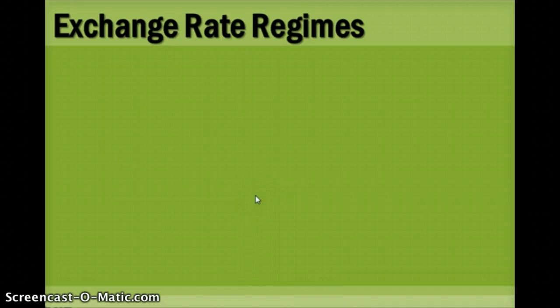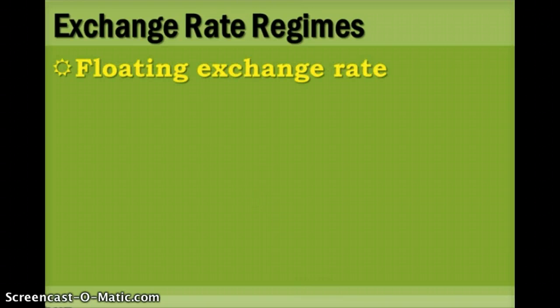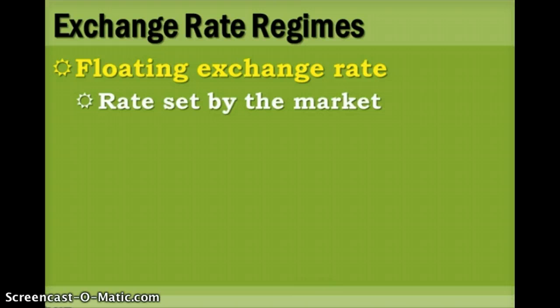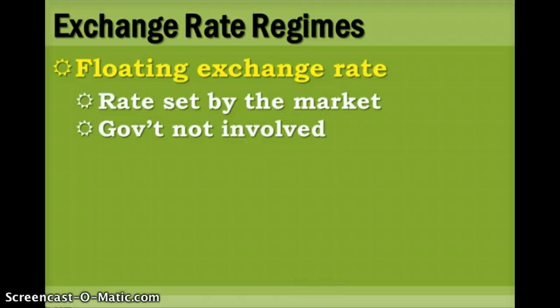So there are two different exchange rate regimes that your country could pursue. The first is what's known as a floating exchange rate. With a floating exchange rate, the exchange rate between your currency and other countries' currencies is set by the market, based on supply and demand, and it either goes up or down depending on what the market decides the appropriate exchange rate price ought to be. The government is not involved at all in determining what the exchange rate will be. They just leave it to the market and deal with the consequences.